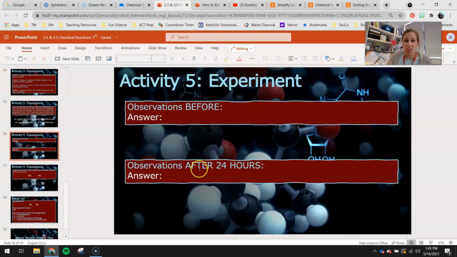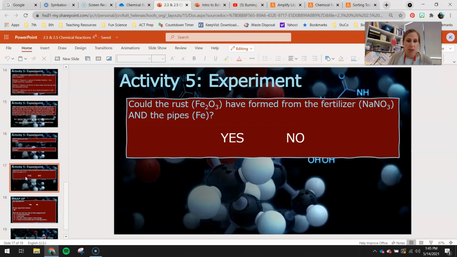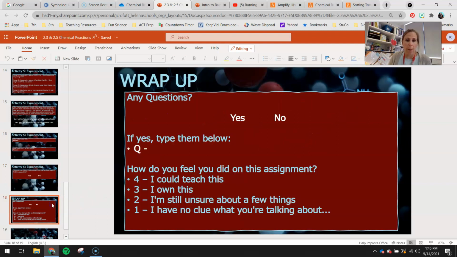So this is your observations after 24 hours. Your question right here, could the rust have formed from the fertilizer and the pipes, yes or no? And then your wrap up for this assignment. And then once you guys are done with that, we can go ahead and move on to the next lesson. So at this point, if you guys can go ahead and pause this video now, give a second to go finish up that lab if you haven't already, and then turn in 2.3 and 2.5 when you're all done.